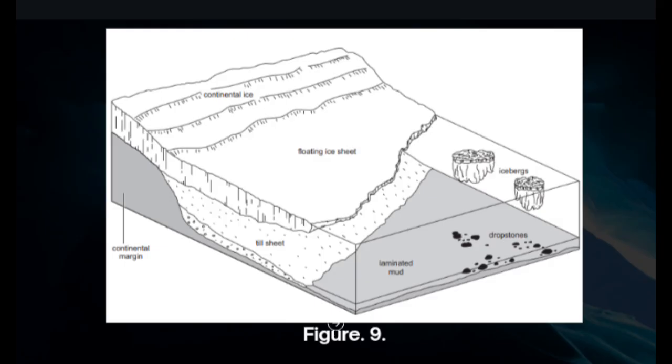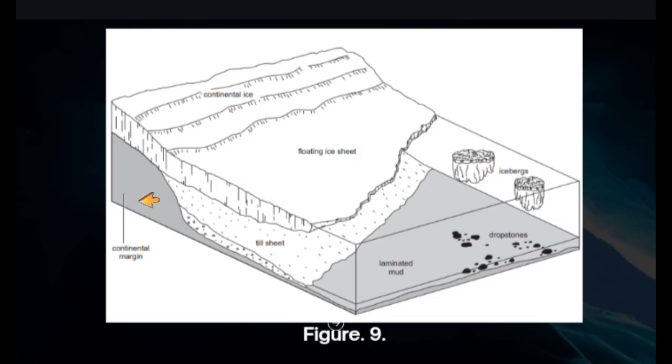The first one here is the floating ice sheet or ice shelf. This is the extension of the continental ice sheet that has flowed onto the ocean. It is still attached to the land-based ice but is floating on the water. So it acts like a massive conveyor belt, carrying sediment trapped within the ice far out from the coast.